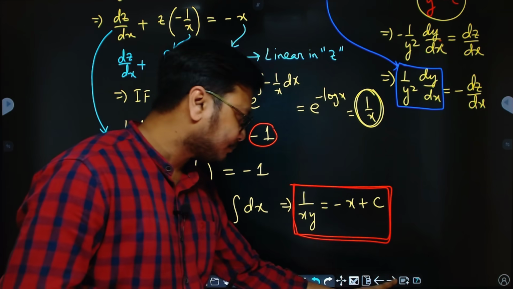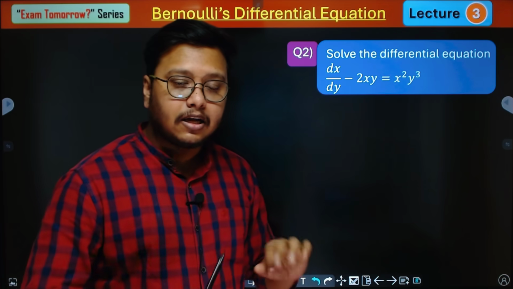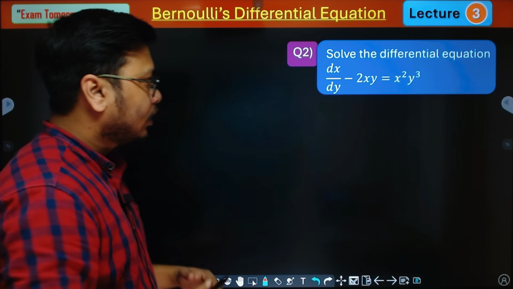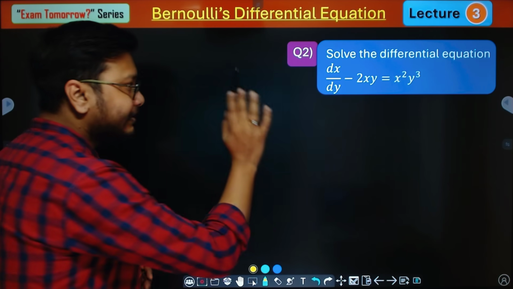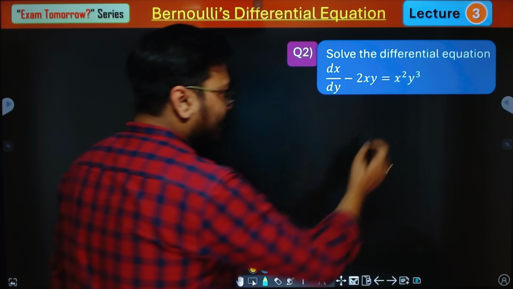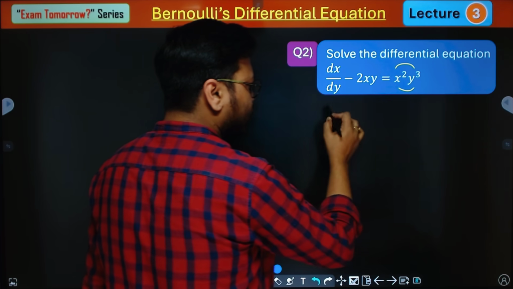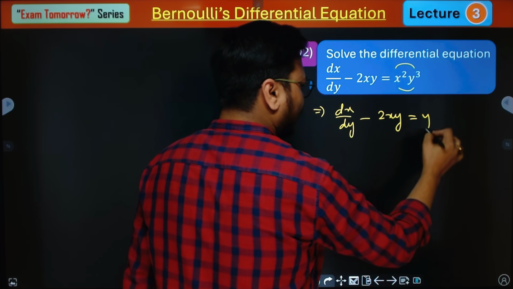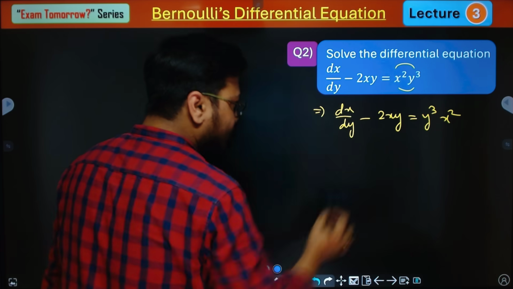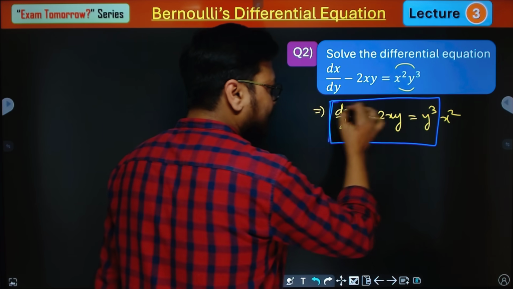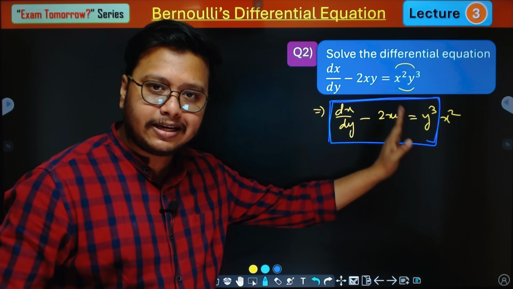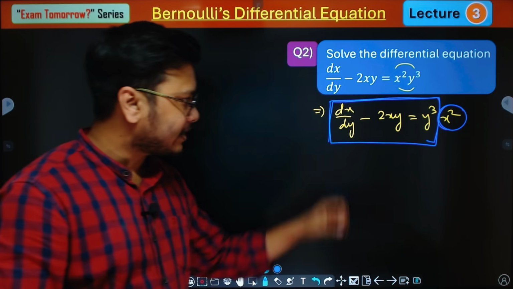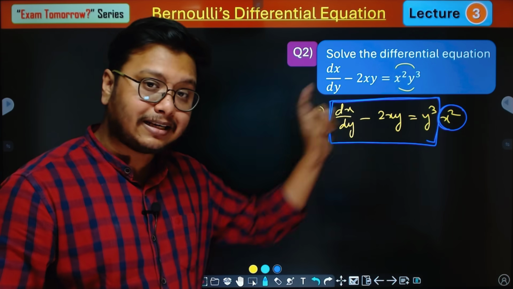So let's do one more sum. So this is another question. Now you can see the derivative is in dx/dy format, not the usual one, the second format. So first of all, we need to check whether it is in the perfect format or not. So if I just interchange the y square and x square, that means if I write it this way, dx/dy minus 2xy equals y cube x square, then if I consider this much portion, it's linear in x multiplied with a higher power of x. So that means it's perfectly in the Bernoulli format, that second format.